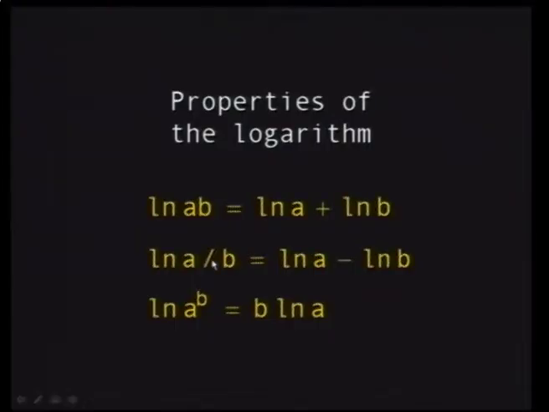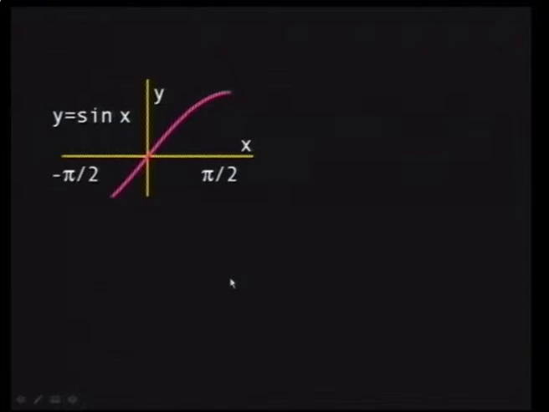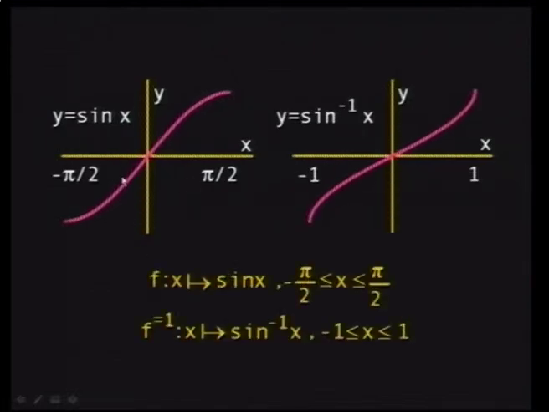Now, these are properties of logarithm, and all of you know them. Logarithm AB, for example, logarithm A plus logarithm B, and all of this, you can find them in any pre-calculus book.